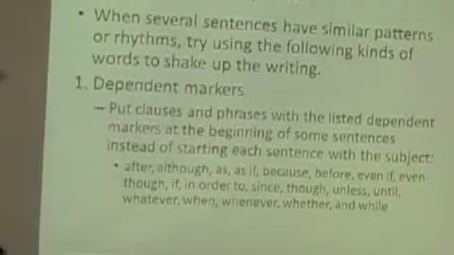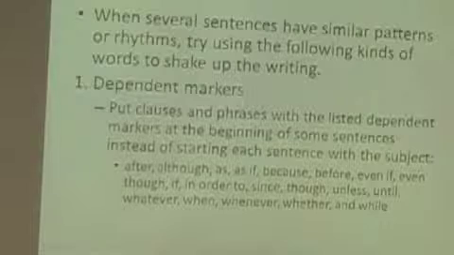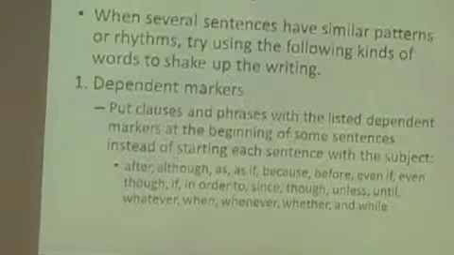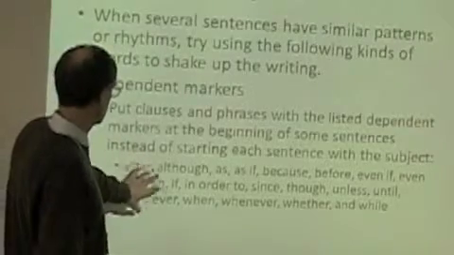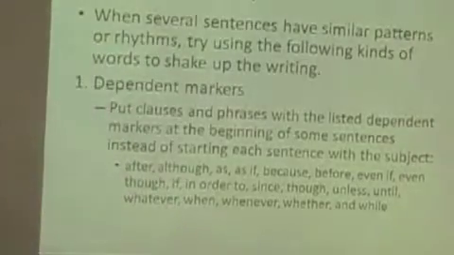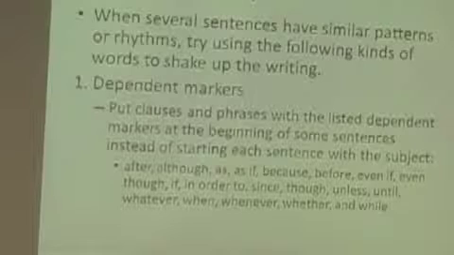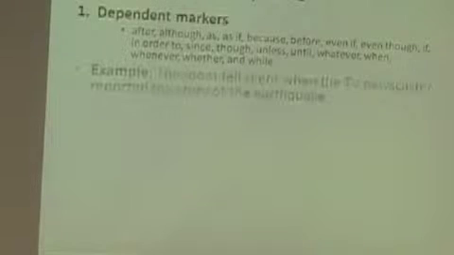Another way is if you want to vary the rhythm of the sentences, you can put clauses and phrases at the beginning of some sentences with words like after, although, as, if. You can start seeing a pattern here in terms of beginning sentences a little differently. If you have those dependent markers, how might you use them in an example here? The room fell silent when the TV newscaster reported the story of the earthquake. So you can use one of those words, right?